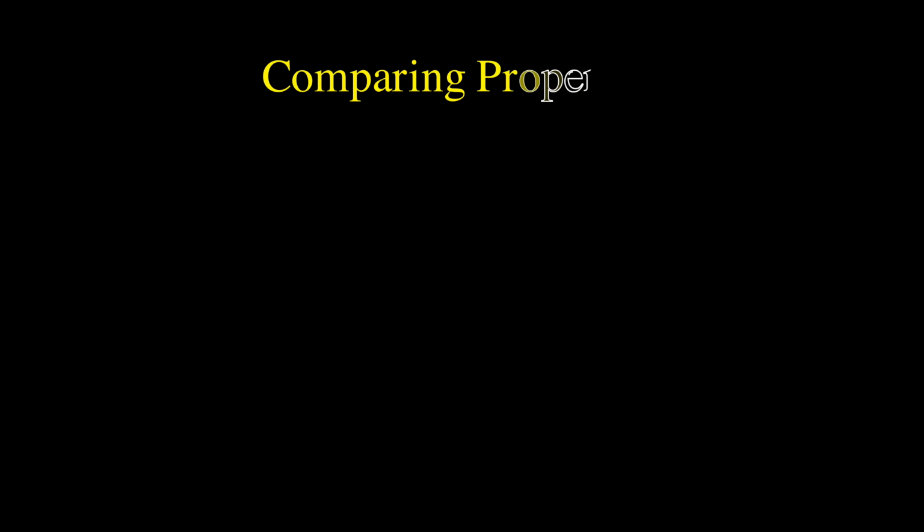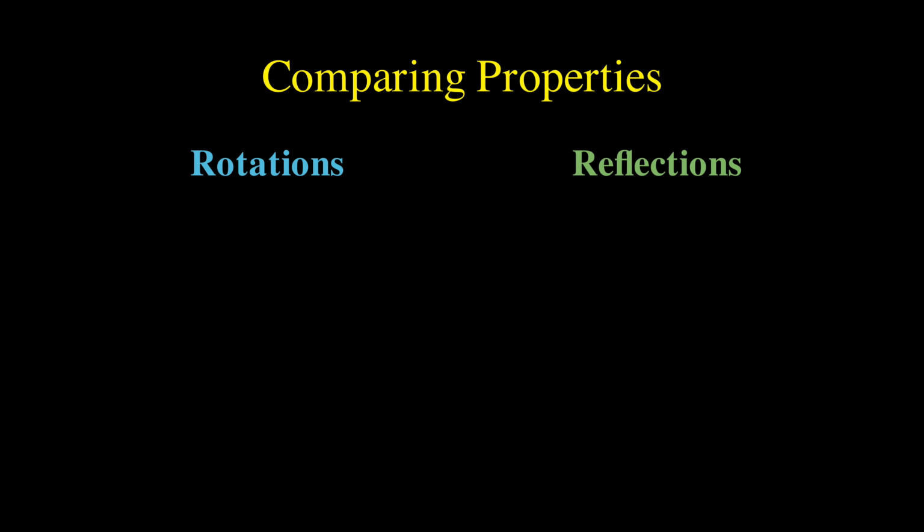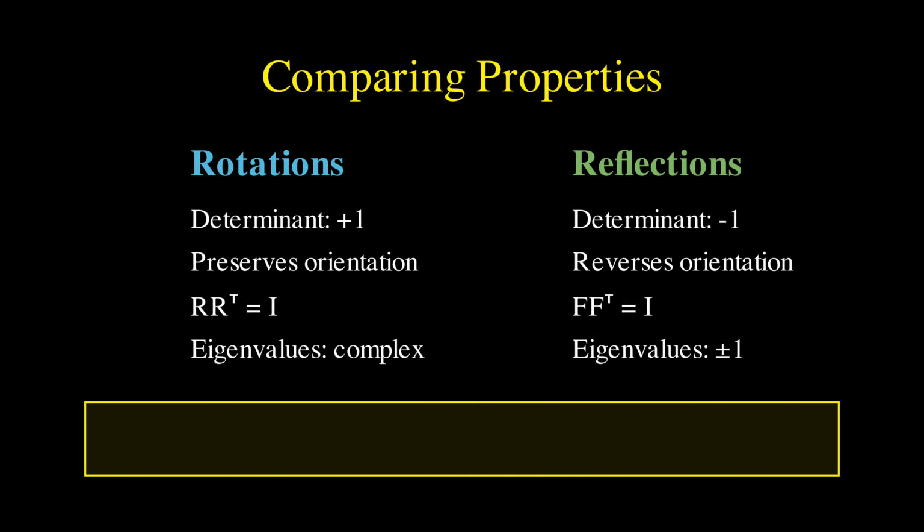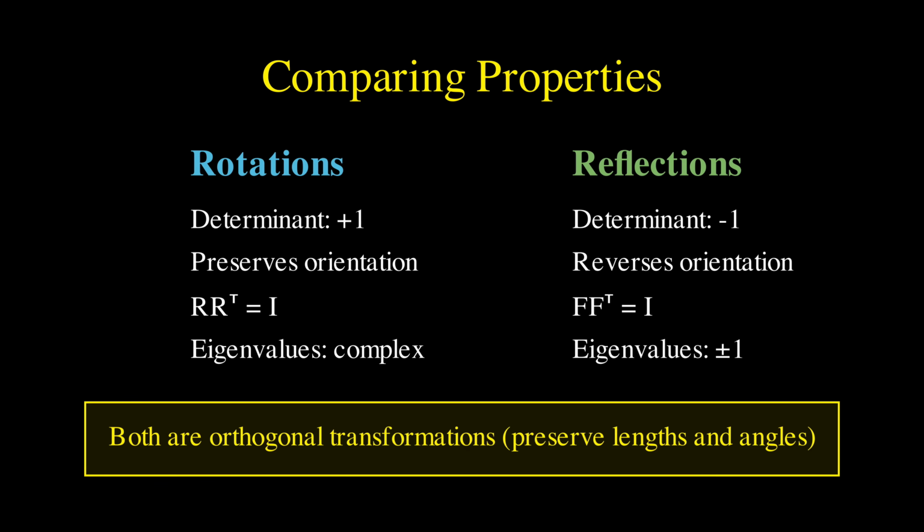When we compare rotations and reflections, we find interesting differences. Both are orthogonal transformations, meaning they preserve lengths and angles, and for both types, the matrix times its transpose equals the identity matrix. However, rotations have determinant +1, while reflections have a determinant of -1. And this determinant tells us about orientation. A positive determinant means orientation is preserved, while a negative determinant means orientation is reversed.